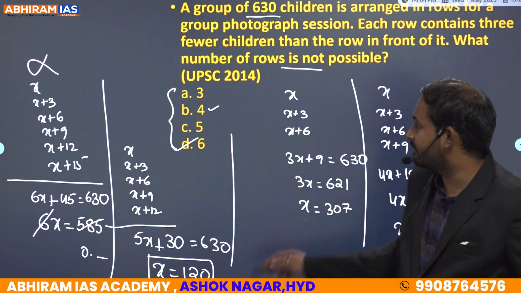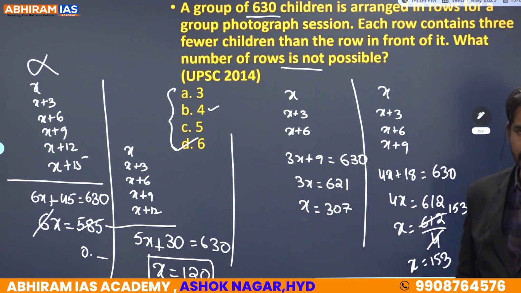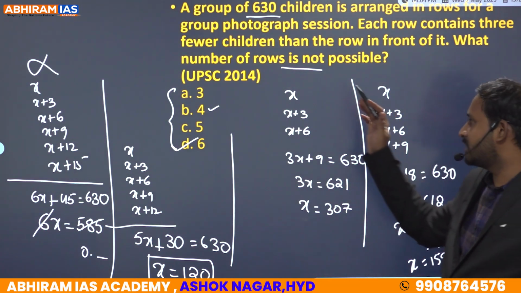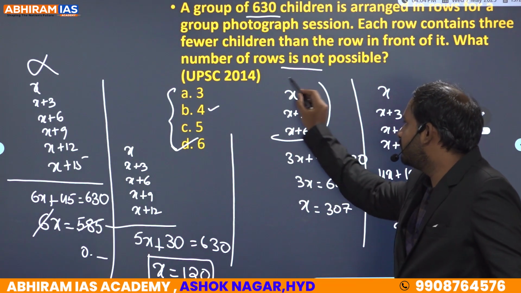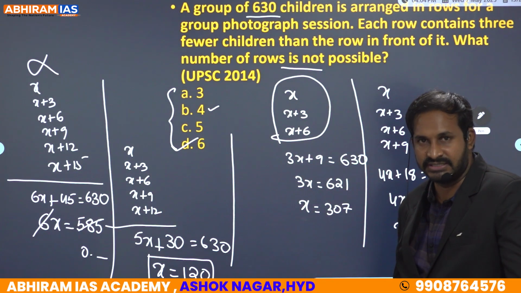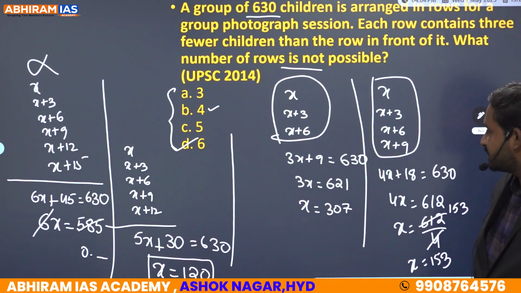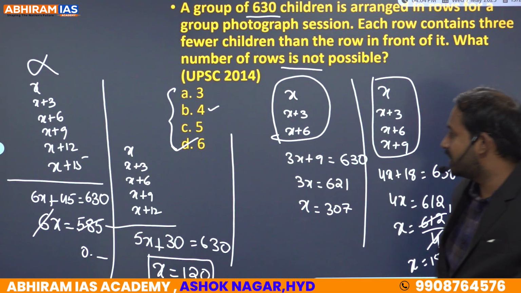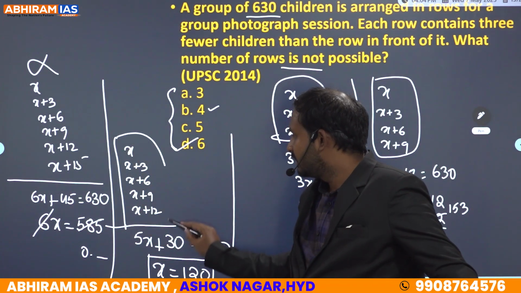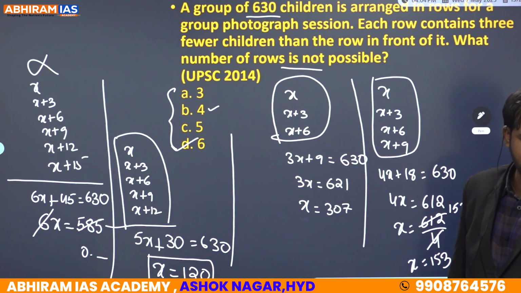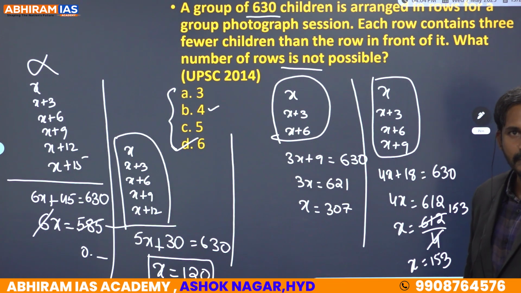See here students, this type of questions, the only method is trial and error. Other than that, we don't have any other best choice. So simply assume that if there are 3 rows, how will the 3 rows be? x, x plus 3 and x plus 6. If there are 4 rows, how will the arrangement be? x, x plus 3, x plus 6 and x plus 9. If there are 5 rows, this is the arrangement. If there are 6 rows, that is the arrangement. Okay, understood? Like this we are going to solve the problems. Right, next one.